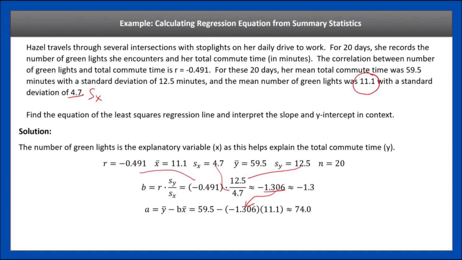All right, so here we got our y bar. In this case, our y bar is 59.5. My b was this number from earlier, and my x bar was 11.1. And we get an a of about 74.0. So we can plug these into my equation, y hat equals a plus bx, because we know a and b, and that's our least squares regression line right there.